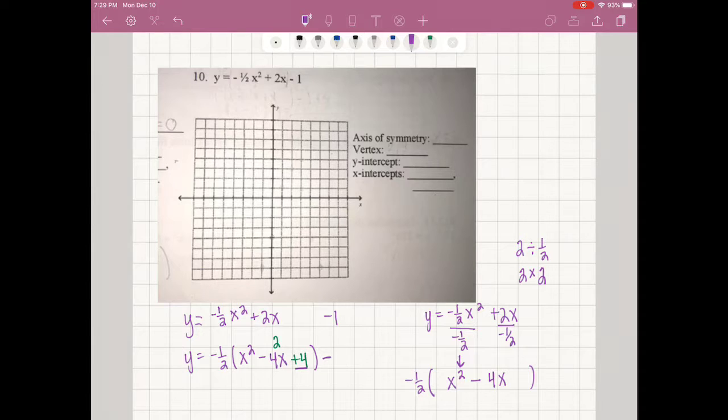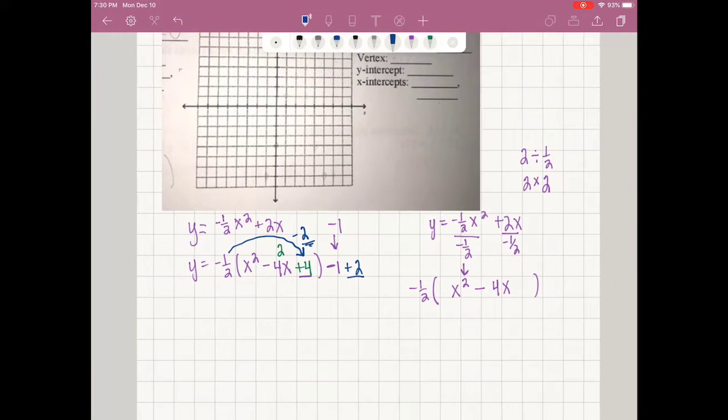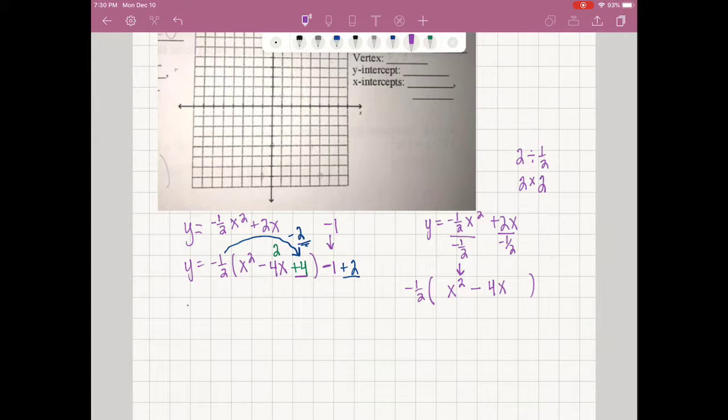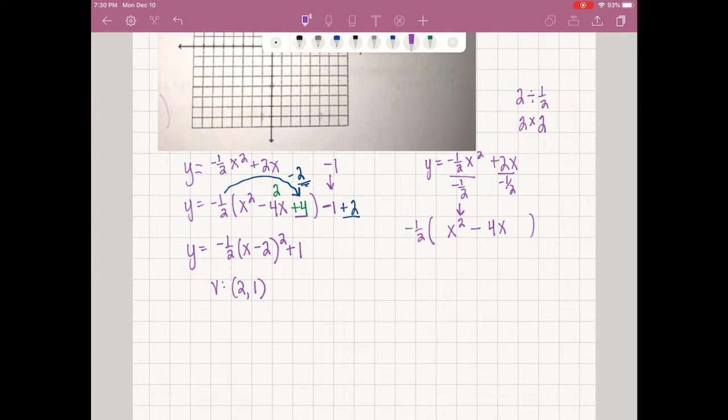So it looks like I've added 4, and remember I have that -1. It looks like I've added 4, but really what we've done is we've subtracted 2. -1/2 times 4 is -2. So since we subtracted 2, I'm going to add 2 to the same side of the equation, because we're really only working with one side of the equation. So now I have x minus 2 quantity squared plus 1. My vertex is 2, positive 1. My axis of symmetry is x equals 2.